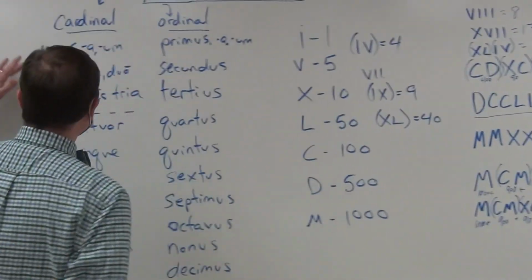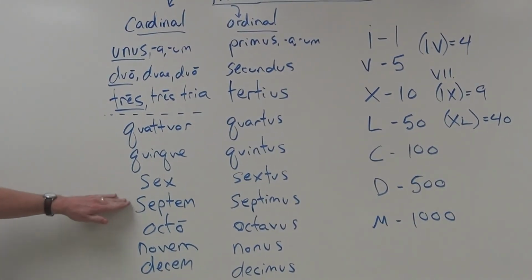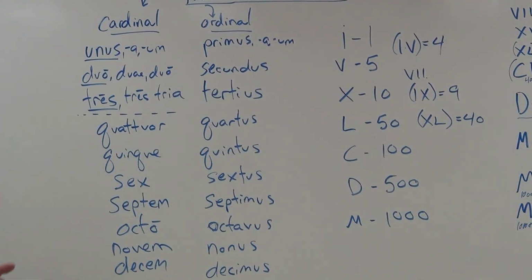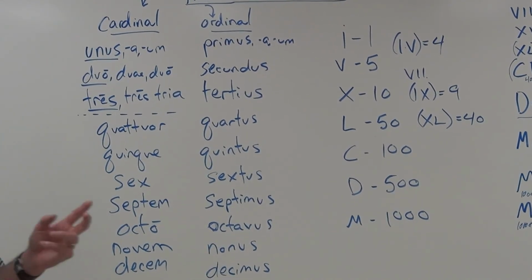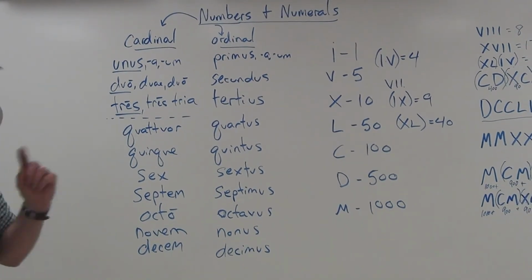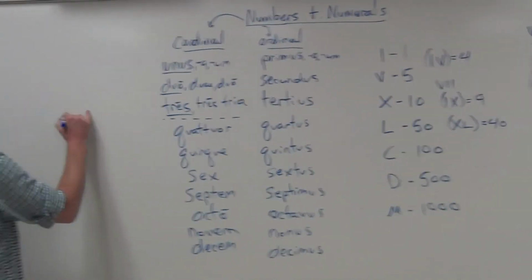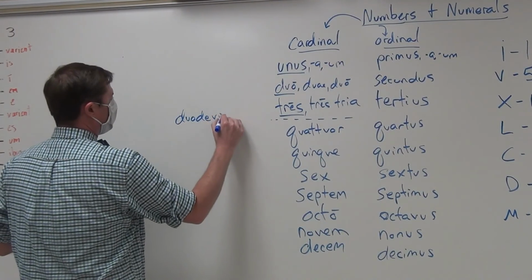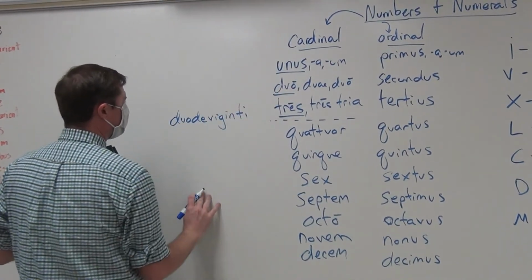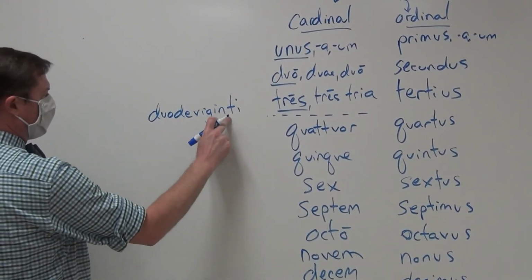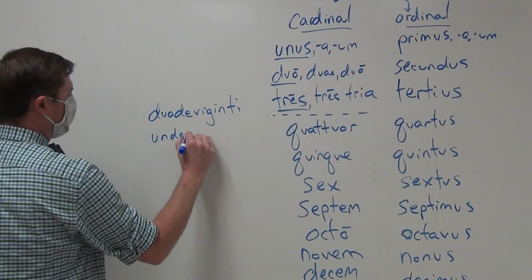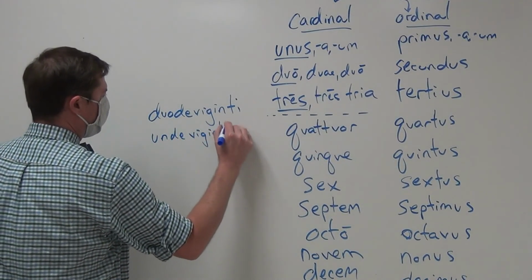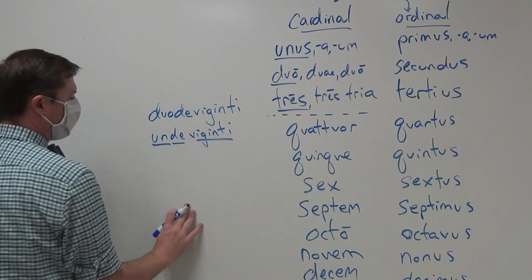Again, unus, duo, tres, quattuor, quinque, sex, septem, octo, novem, decem, undecim, duodecim, tredecim, quattuordecim, quindecim, sedecim, septendecim, or I should say decem septem. Remember, we get to the number 2 before the next 10. Or I should say duodeviginti. Duodeviginti. That's how it's spelled. 2 from 20. Undeviginti. 1 from 20.